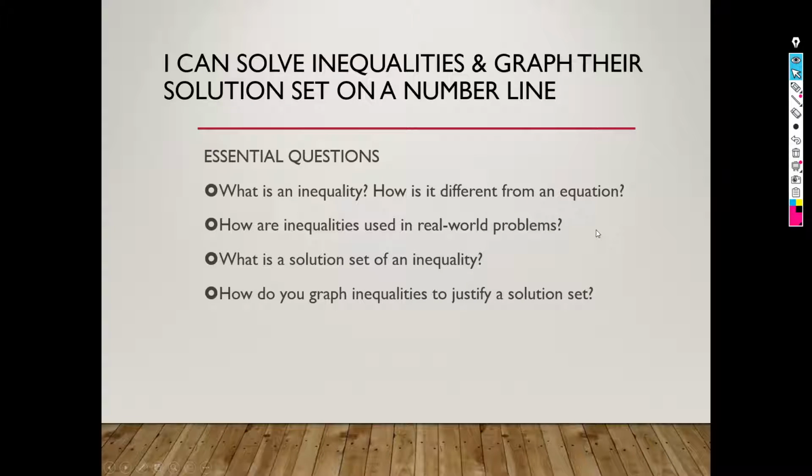So we want to look at some of the essential questions that we have for inequalities. First off, what is an inequality and how is it different from an equation? How are inequalities used in the real world? For me, I would say inequalities are probably more like real world problems than regular equations are, just because there's multiple solutions. What is the solution set of an inequality? We're going to take a look at that this week. And then how do you graph inequalities to justify your solutions? So you can see all solutions with a graph.